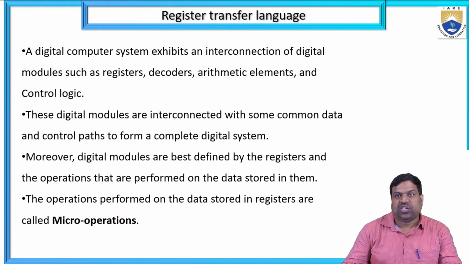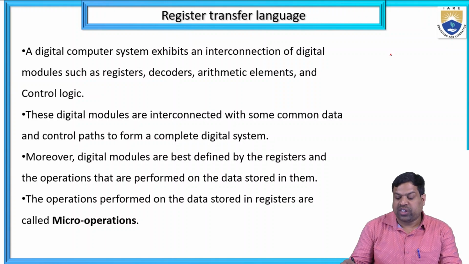In the Register Transfer Language, a digital computer system exhibits an interconnection of digital modules such as registers, decoders, arithmetic elements, and control logic. These digital modules are interconnected with some common data and control paths to form a complete digital system. Digital modules are best defined by the registers and the operations that are performed on the data stored in them. The operations performed on the data stored in registers are called micro operations.